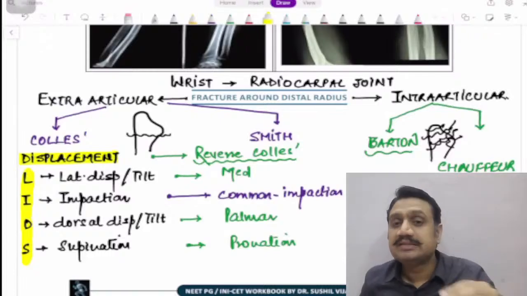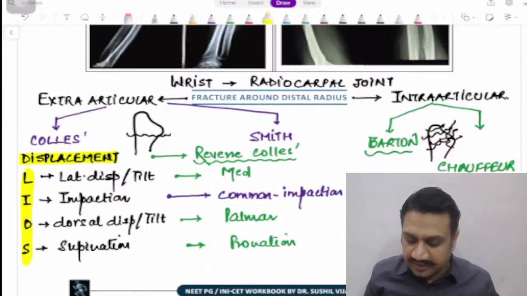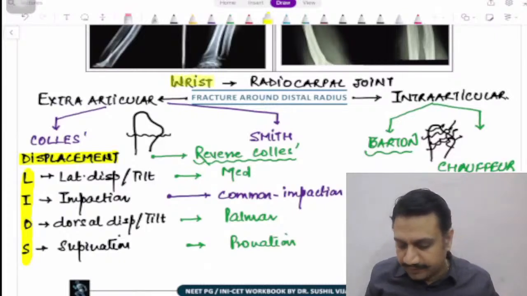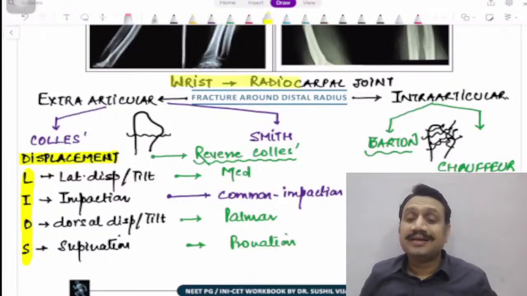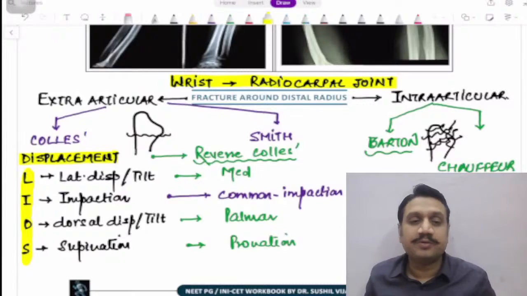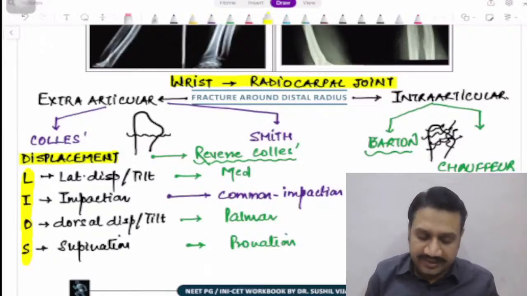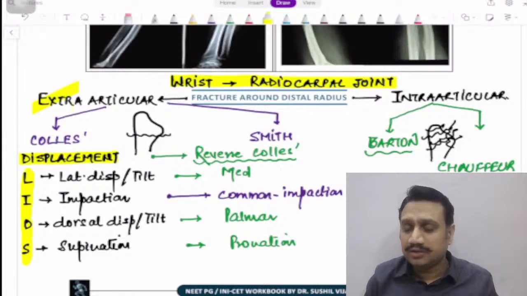Wrist simply means the radiocarpal joint, right? The radius and carpals. Ulna doesn't make a part of the wrist joint. So what are the fractures we can see at the distal end of radius? At the distal end of radius, we can see two kinds of injuries: extra-articular on the top, and intra-articular here.